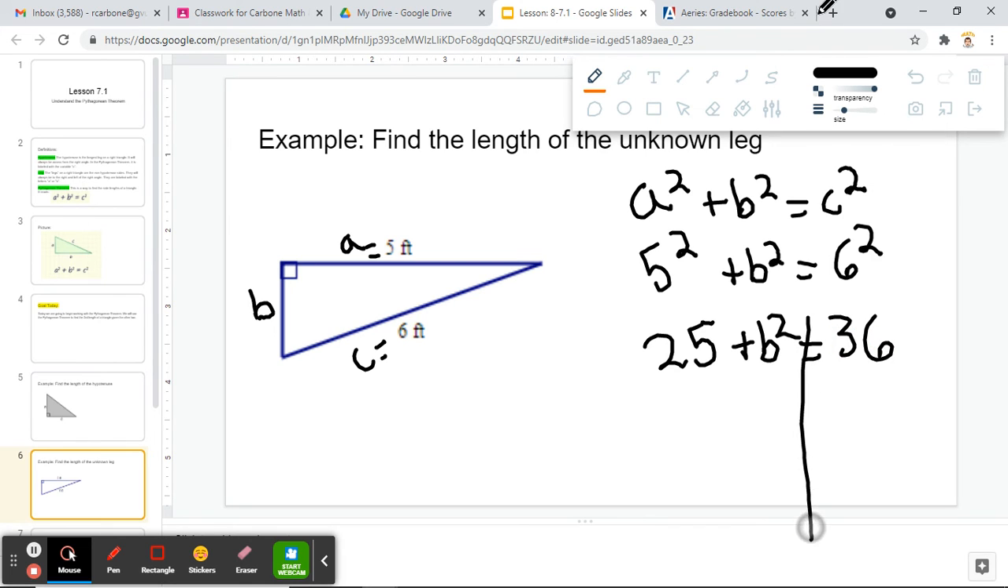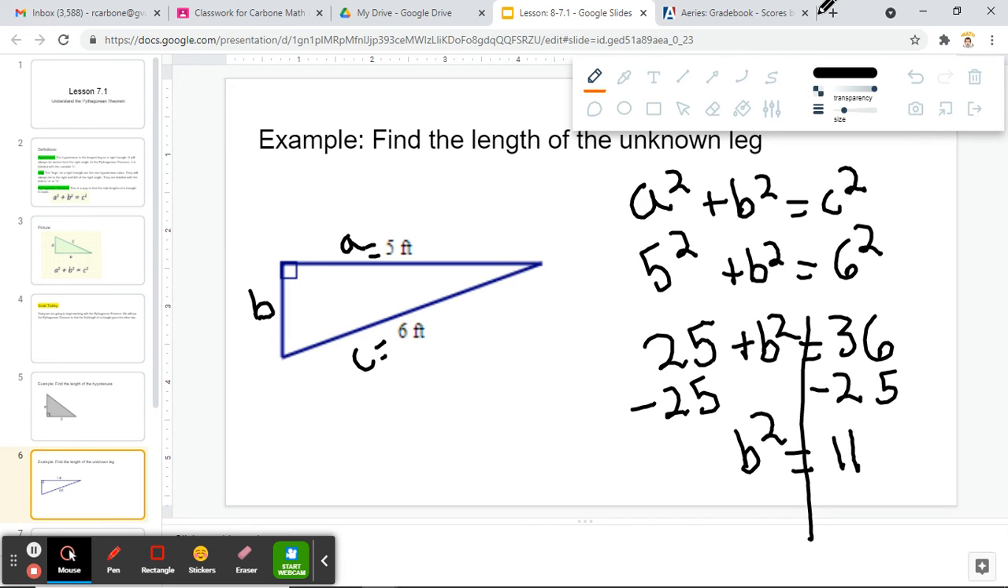All right, so this just becomes an algebra problem for us, right? What's the opposite of adding 25? Well, that means we have to subtract 25 from both sides. So 25 minus 25 is obviously 0. So on the left side, this will be just b squared. And on the right side, 36 minus 25 is 11.